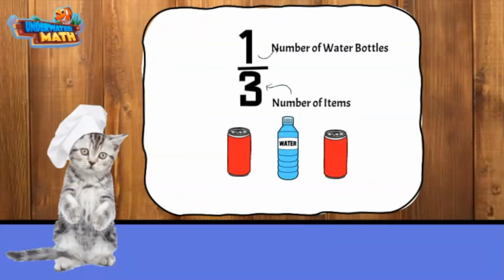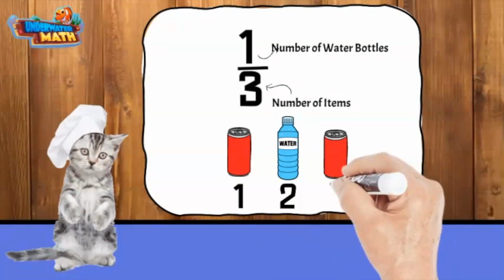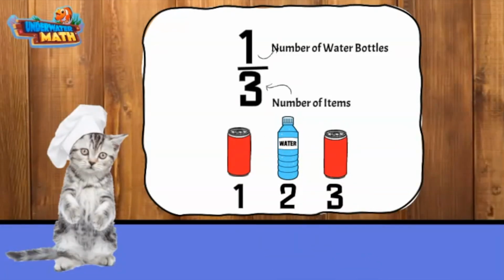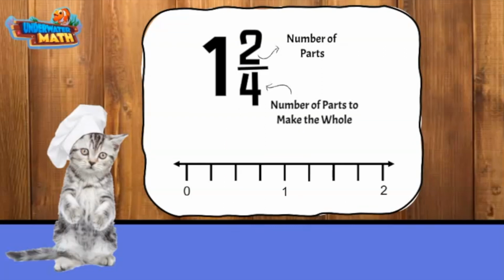The model shows the representation of a fraction in a set. The denominator represents the number of items in the set. There are 3. The numerator represents the number of water bottles in the set. There is 1. 1/3 of the set is a water bottle.